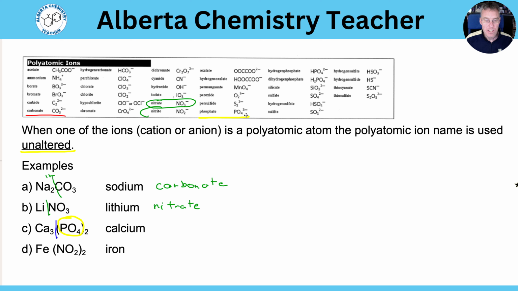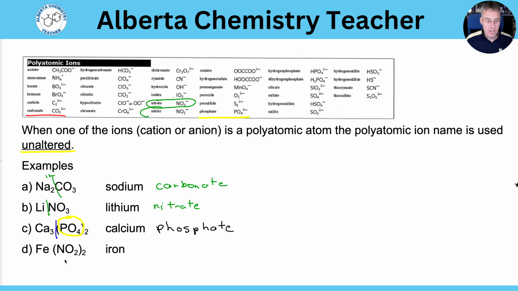Now 2 phosphates were needed to get the formula unit to balance. Now we do not include counts. We don't go diphosphate. We just, with ionic compounds, use words. So it seems a lot more complicated with the brackets and the doubling, but it's not.